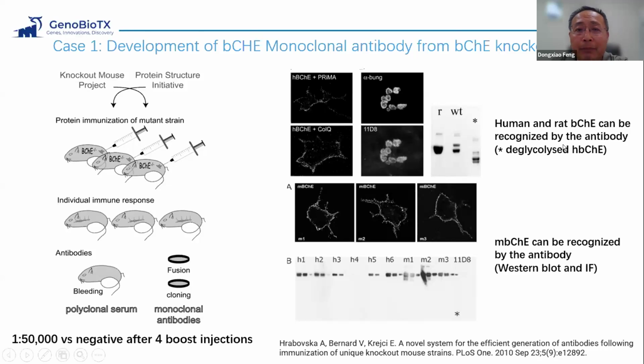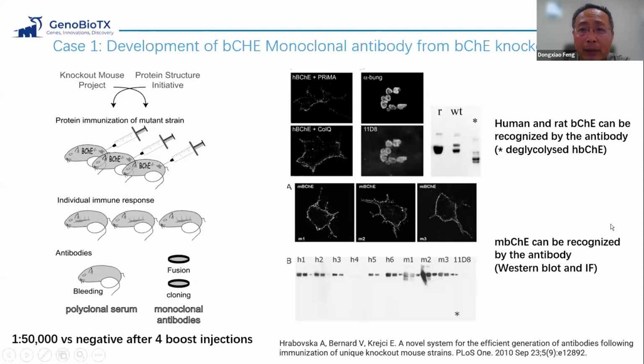The monoclonal antibody developed from the knockout mice can recognize both human and rat antigen. It's good for Western blot and for immunohistochemistry analysis. The antibody can also recognize the mouse endogenous BCHE antigen. This is the Western blot analysis of the mouse antigen. So this is a very successful report for monoclonal antibody development in the knockout background.